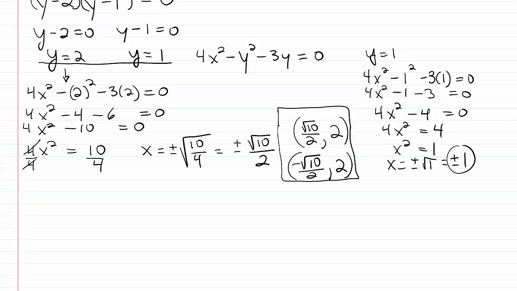Those solutions are when y is 1, we have x is 1, and x is -1 when y is 1. So there it is, 4 solutions for the system. Square root of 10 over 2, comma 2, negative square root of 10 over 2, comma 2, 1, comma 1, and -1, comma 1.